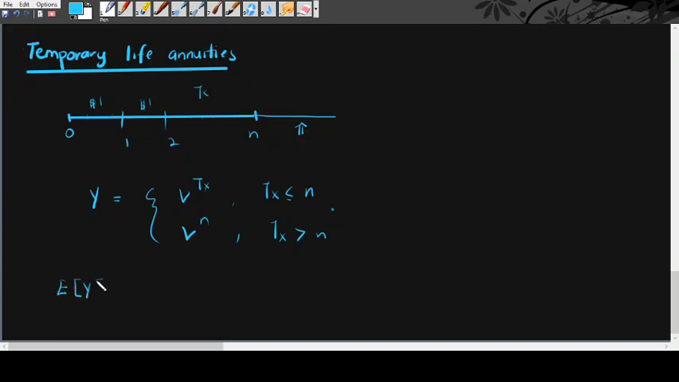The expected present value of the random variable will be the expected value of all of this. If you look at these two, it looks similar to the endowment insurance. So you are going to have ā_xn, which is the actuarial notation, equals (1 minus Ā_xn) over delta.